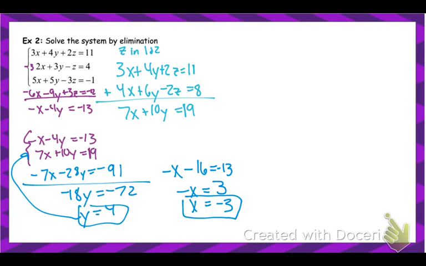So now that I have two variables, again, I can take both of them and plug them into any of these equations from the original one. So let's go ahead and do the first one. So 3 times negative 3 plus 4 times 4 plus 2z equals 11. So that's going to be negative 9 plus 16.